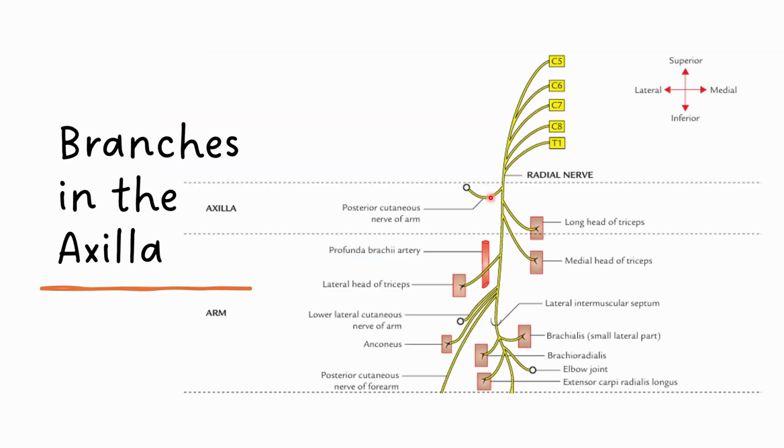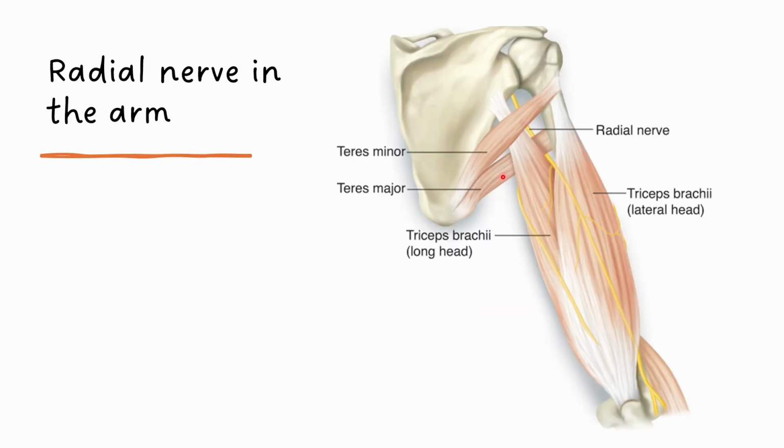In the axilla, it gives three branches. The posterior cutaneous nerve of arm, which provides sensory innervation to the skin on the back of the arm up to the elbow, and two muscular branches, that is to the long head of triceps and to the medial head of triceps. The radial nerve enters the posterior compartment of the arm at the lower border of teres major muscle.